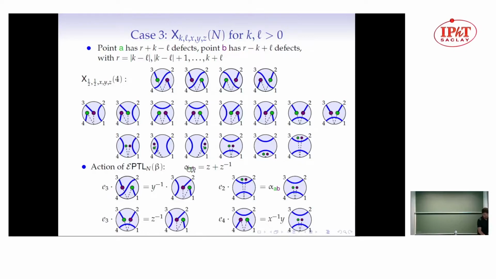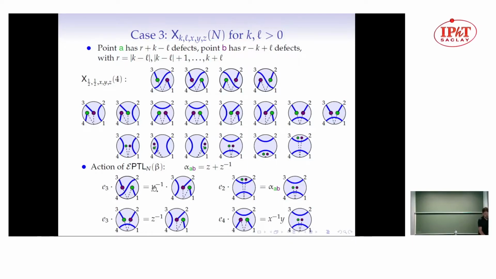Now we have weights alpha AB. In some cases like this one here, E2 acting will produce a loop that encloses both marked points. So we give this a weight alpha AB, where alpha AB is Z plus Z inverse. And then we also have some twist factors that will depend on X, Y, and Z. I'm not going to describe this in more detail. I've gone over this for the previous case, but you can go to our paper to see exactly how this is done. In this example, E3 would connect 3 and 4, so we would have a defect crossing this line, giving a twist factor 1 over Y.